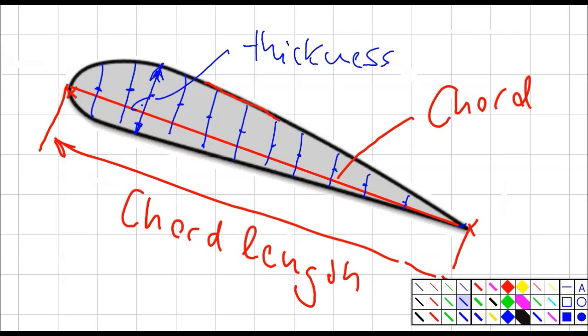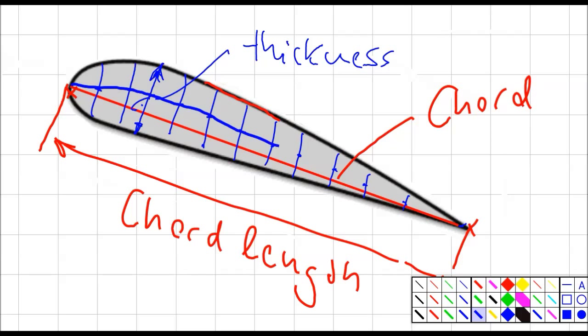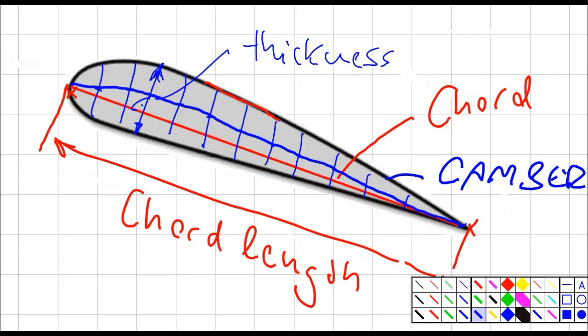And obviously here's the center point. So if I combine these points with a single line, I have something new. Yes, this is the camber line. And the distance here from the chord line to the camber line is called my camber.